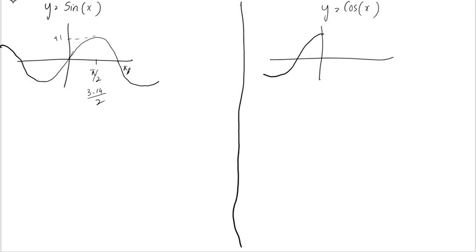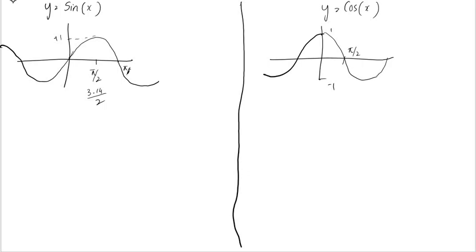As for cos x, it's shifted: when x is 0, cos is 1. So this is cos x. It oscillates between -1 and 1. Here again it's pi over 2. In radians it would be 3.14 divided by 2, and so forth.